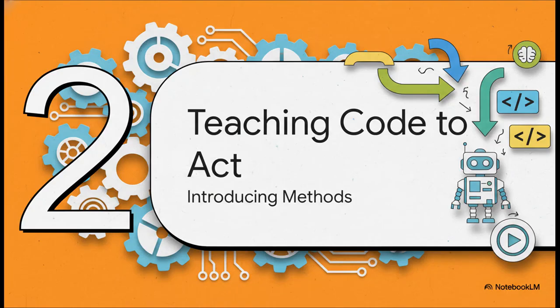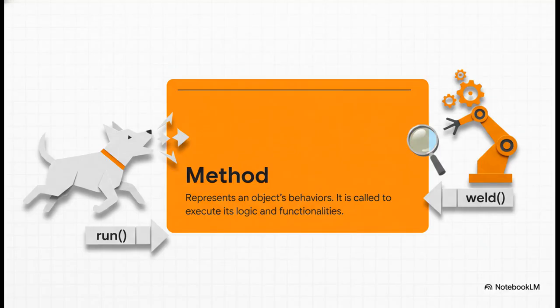Okay, so we've got this blueprint idea. But a list of actions on a piece of paper is one thing. How do we actually teach our code to do those things? How do we give it the power to perform an action? Well, this is where we bring in our first official coding term, a method. Really, just think of a method as the programming version of an action. It's a neat little block of code that handles one specific behavior, like barking or running. It's basically the verb in our coding sentence.